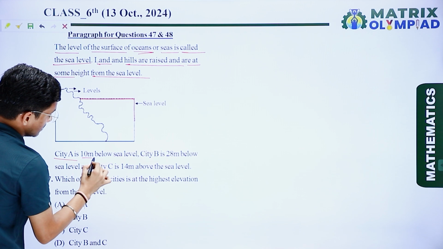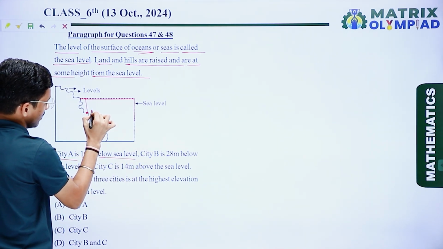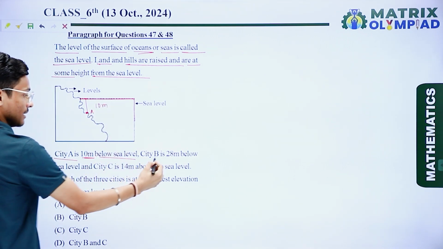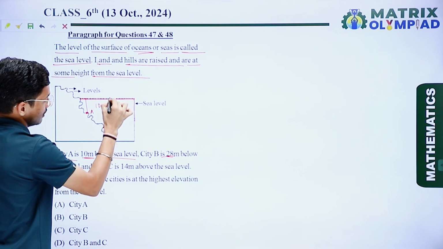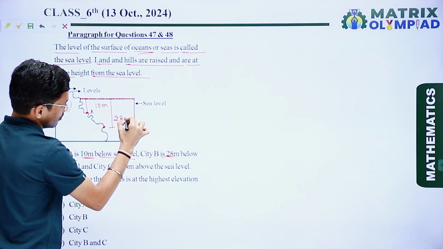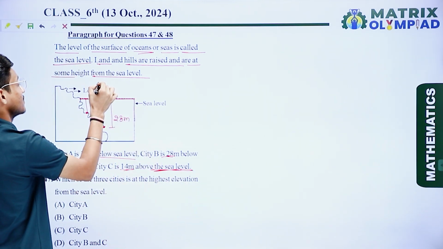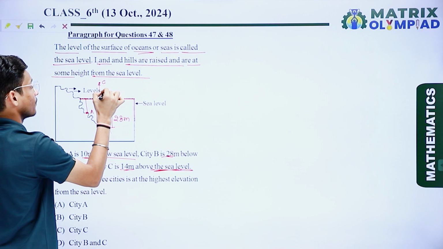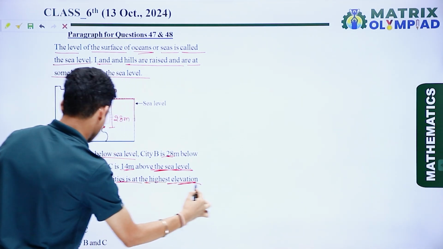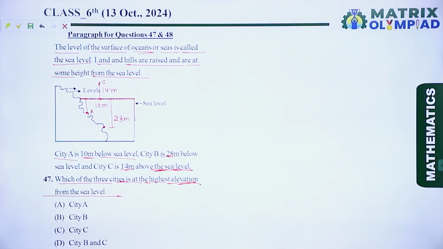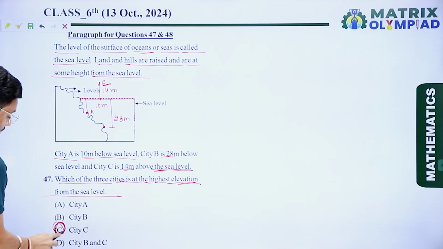City A is 10 meter below the sea level. So this is the sea level, and let's assume this is city A, which is 10 meter below, and city B is 28 meter below the sea level. Let's assume this one is city B here, that is 28 meter, and city C is 14 meter above the sea level. Let's assume this one is city C and this is the 14 meter. So which of the three cities is at the highest elevation from the sea level? If I talk about highest elevation, I can say that city C is at the highest elevation. So here option number C is the correct answer.